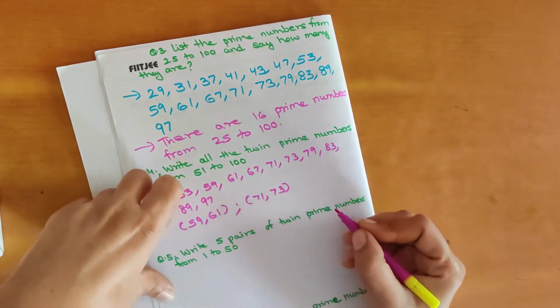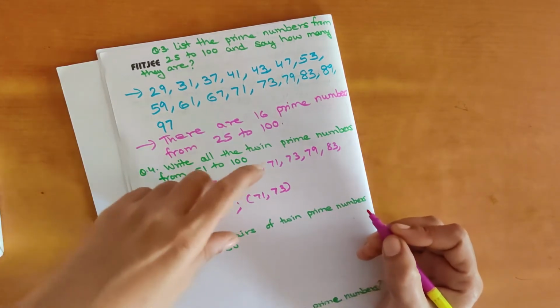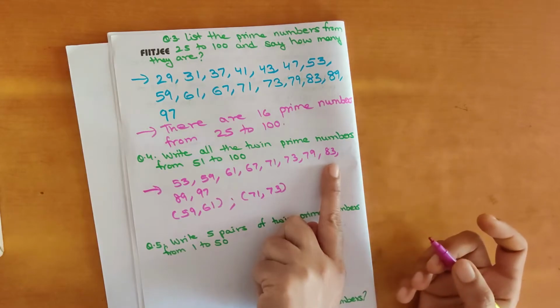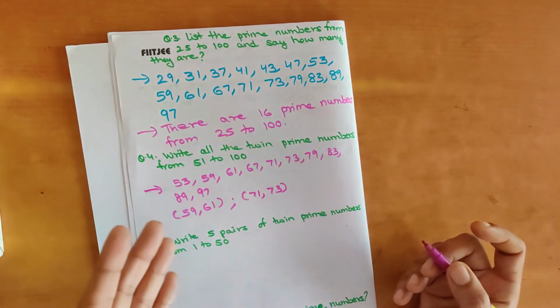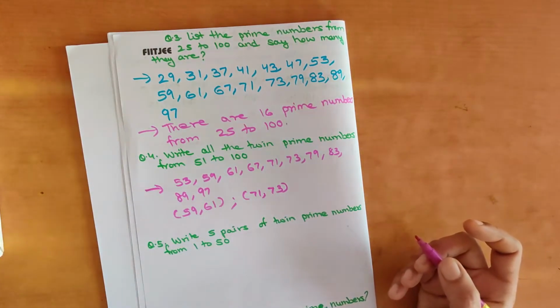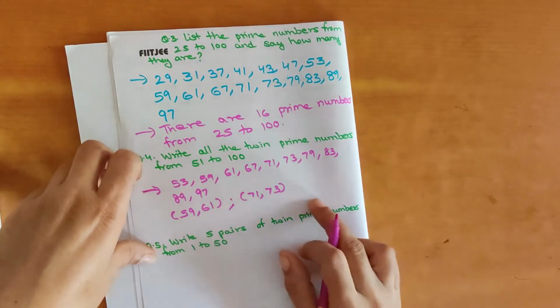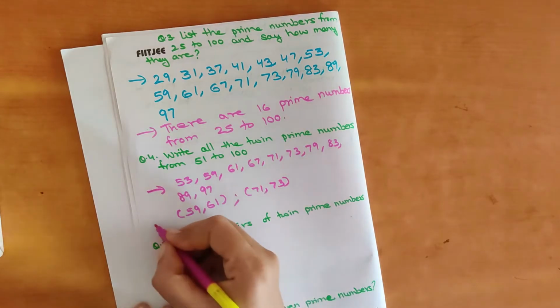Difference is 2. Okay. Now the rest we will see: 73, 79, the difference is more than 2. 83, 89, the difference is more than 2. 89 and 97, the difference is more than 2. So how many pairs did we get? 2 pairs here. Okay, so the answer is this.